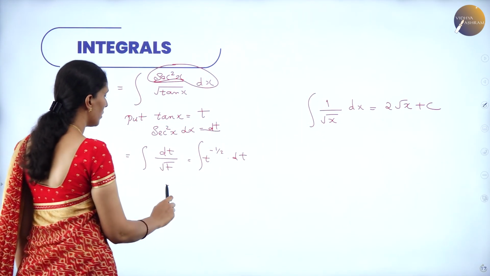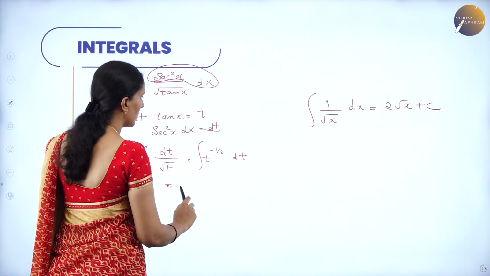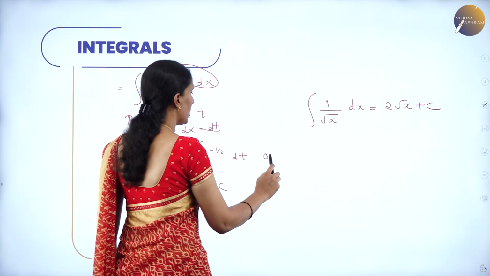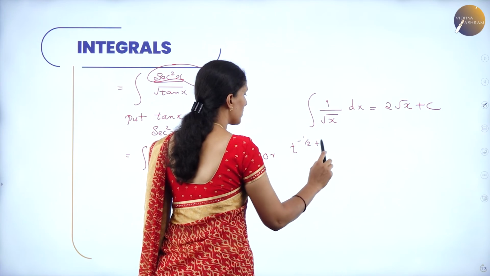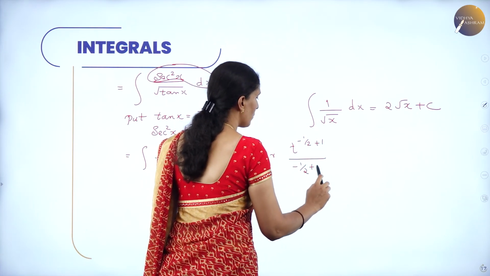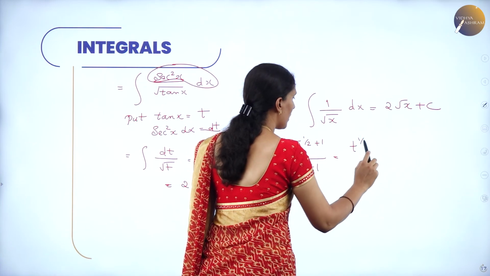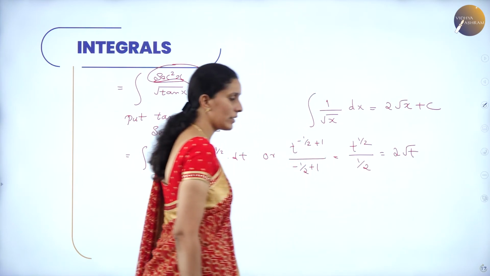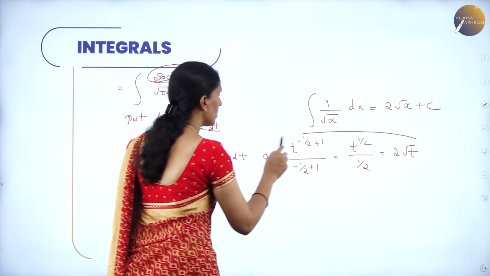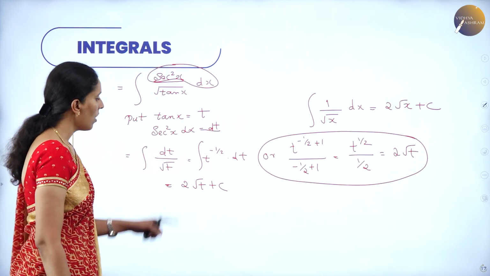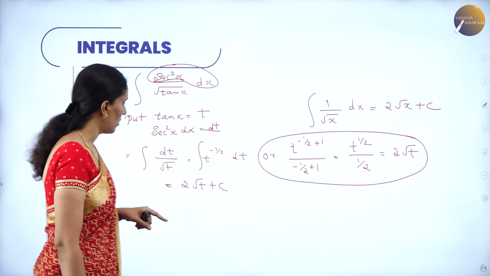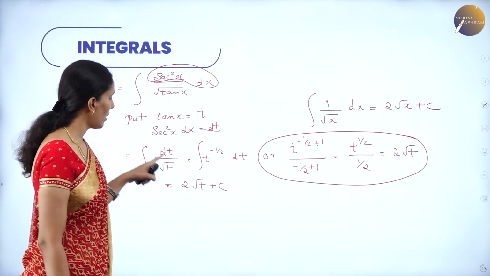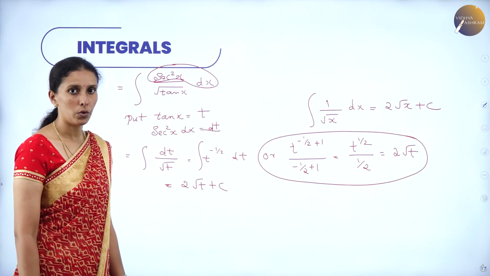So here also you can directly write this as 2 root t plus c, or you can use the formula: t to the power minus half plus 1 divided by minus half plus 1, which is t to the power half divided by half, which is nothing but 2 root t, one and the same. So any method you can use. This is using the general formula, and this is using the standard integral. Anything in the form of 1 by root x can be written directly as 2 root x. So therefore 1 by root t can be written as 2 root t plus c.